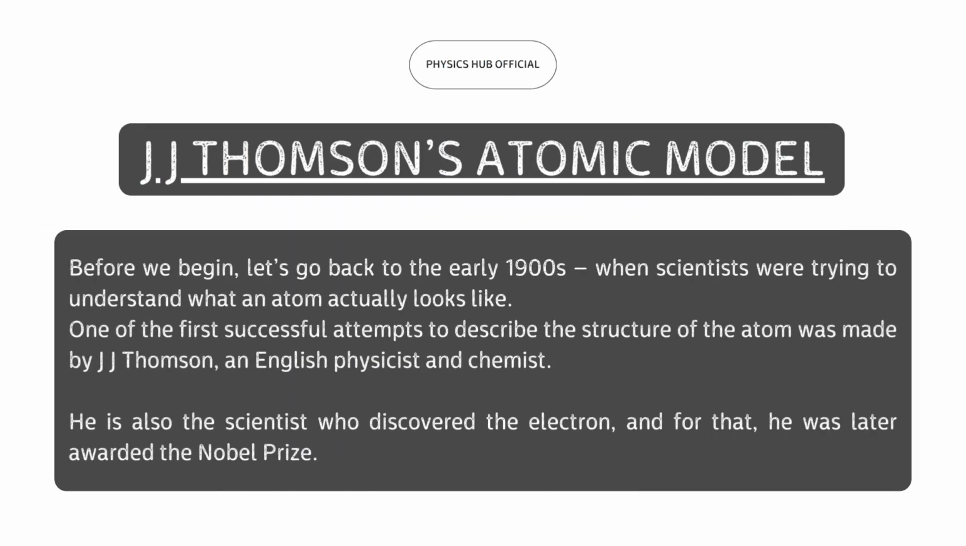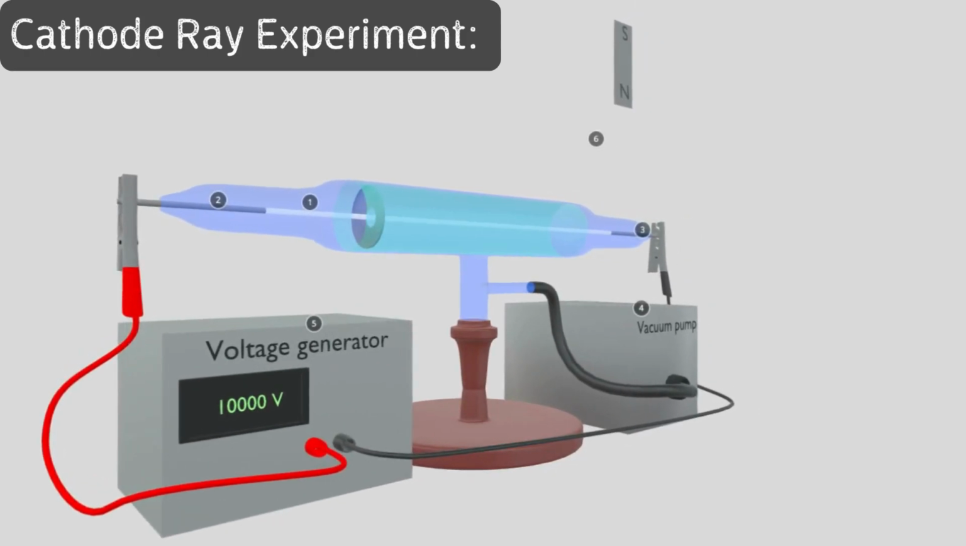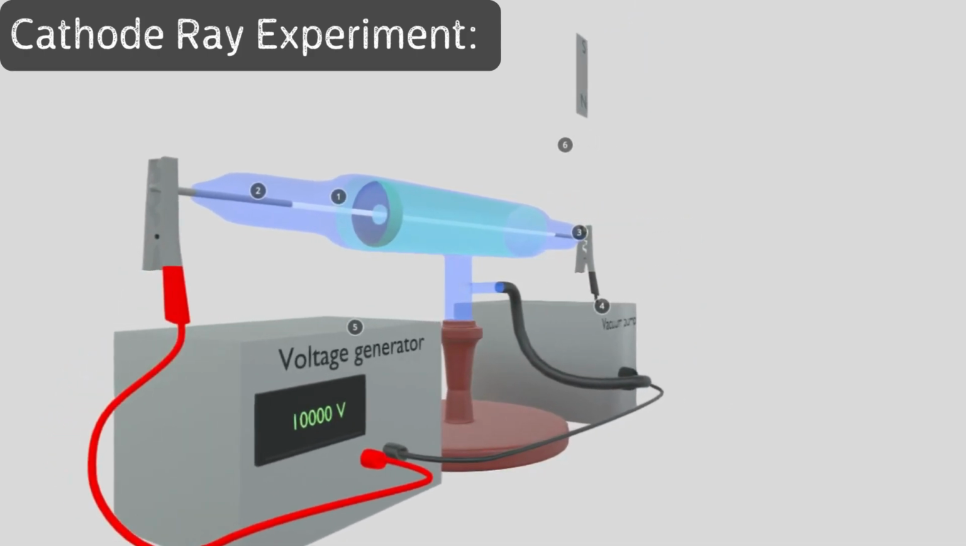Before we begin, let's go back to the early 1900s, when scientists were trying to understand what an atom actually looks like. One of the first successful attempts to describe the structure of the atom was made by J.J. Thomson, an English physicist and chemist. He is also the scientist who discovered the electron, and for that, he was later awarded the Nobel Prize. Let's see how he discovered it, through a very famous experiment called the Cathode Ray Experiment.